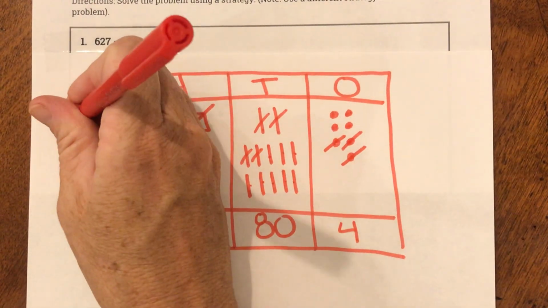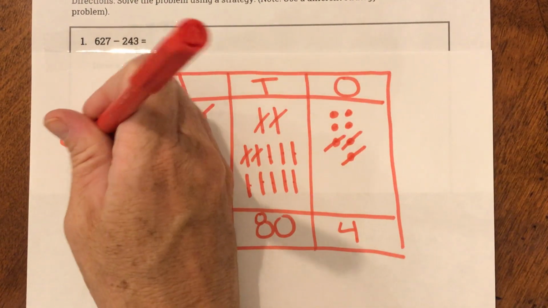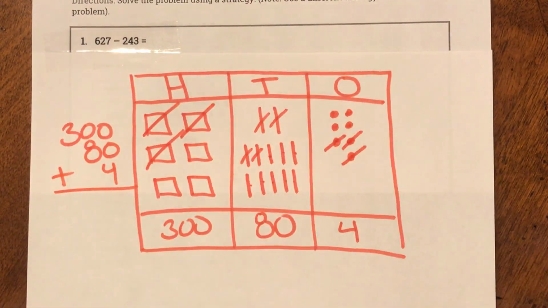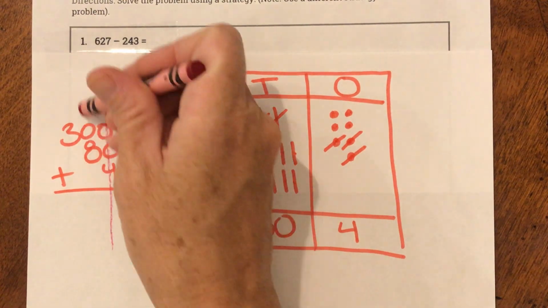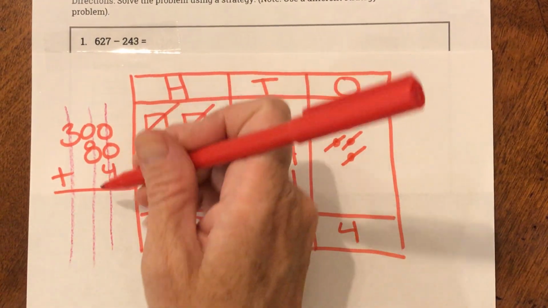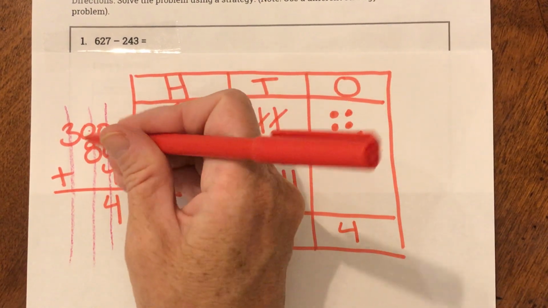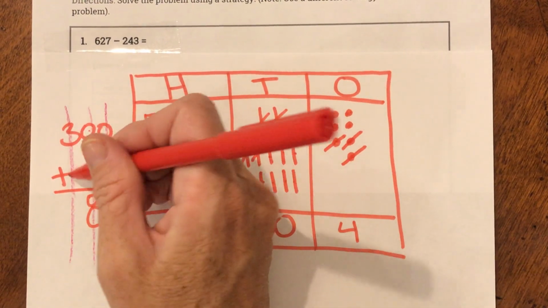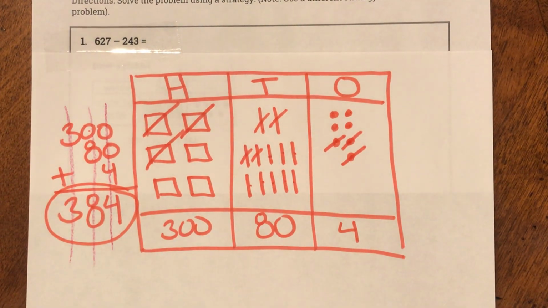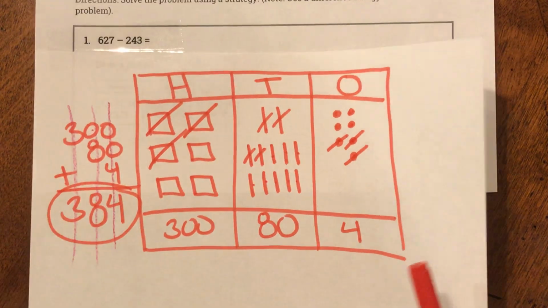So I'm going to use that working form that I used in my last lesson, 300 plus 80 plus 4. Now remember, in working form, I want to make sure everything's lined up nicely. So 0 plus 4 is 4, 0 plus 8 is 8, and 3 plus nothing is 3. So my answer is 384. Now that's just one strategy, so let's look at another strategy.